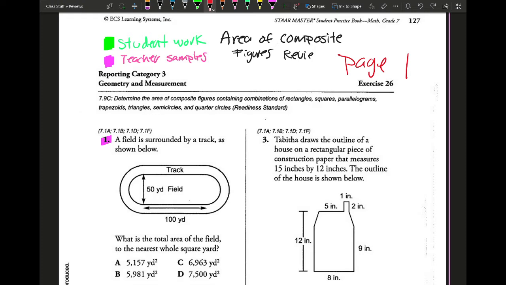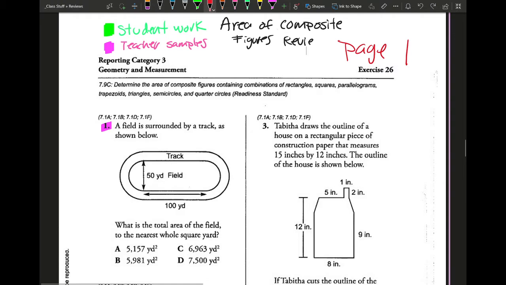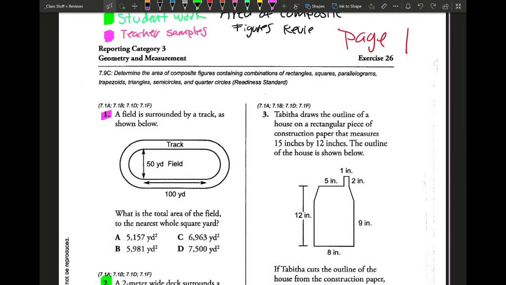I'm going to be working on the pink ones. I'm going to do 6 samples, and my class is going to be working on similar ones on the green samples. So, number 1 on page 1. It says, a field is surrounded by a track. Usually, you have track and field. You have the track on the outside and a field. This is a real life sample. In the middle, you either have a soccer field or a football field. And it says, what is the total area of the field to the nearest square yard? So we might need to be rounding in this one.